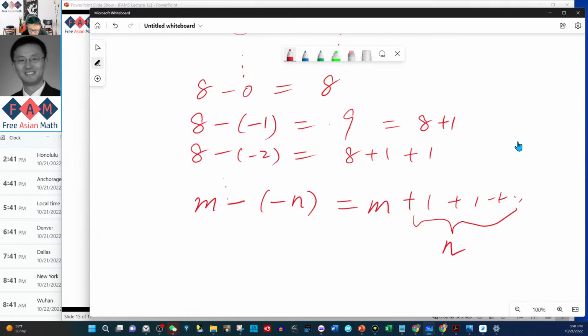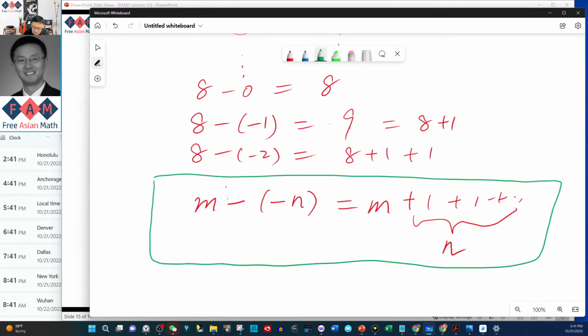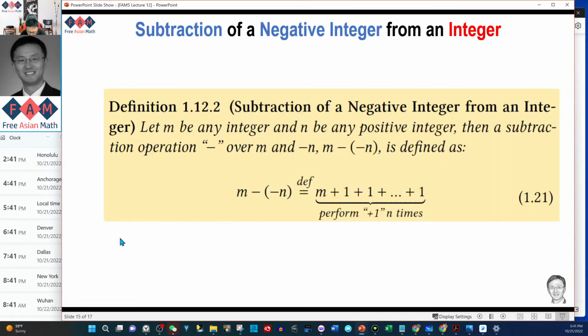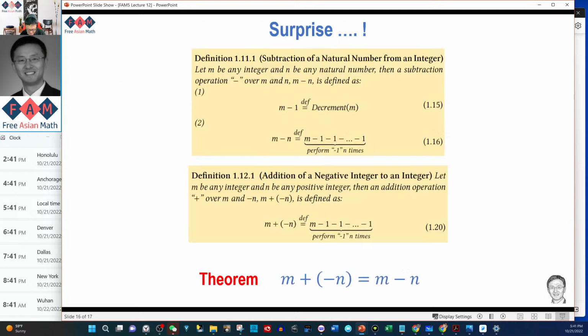This is perhaps the single most confusing point when young students are learning negative integers and arithmetic about negative integers. You subtract a negative number, you get a lot of positive things. You get one, get one, get one. Actually, as the result of those two definitions, we will easily see something surprising. What is that? Compare our earlier definition of subtraction of a natural number from an integer.